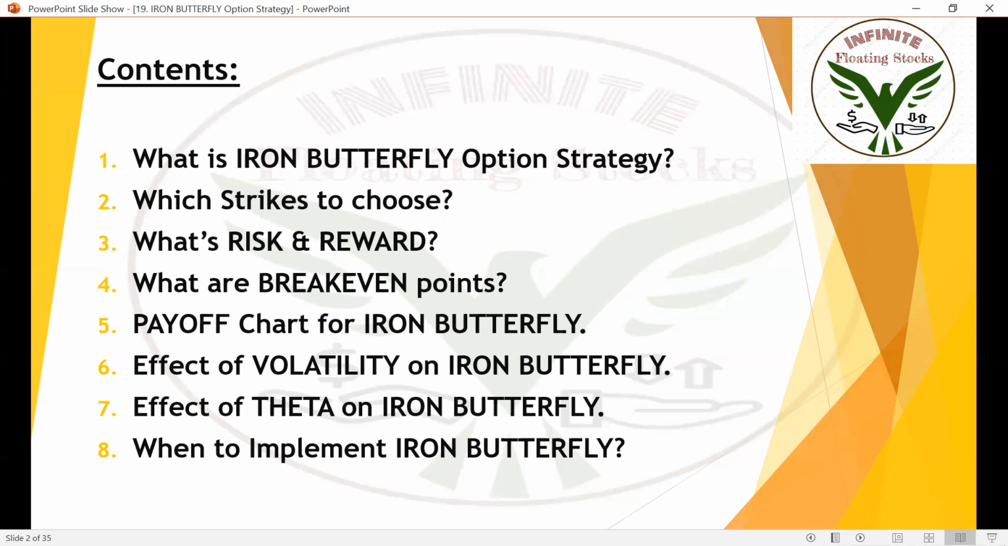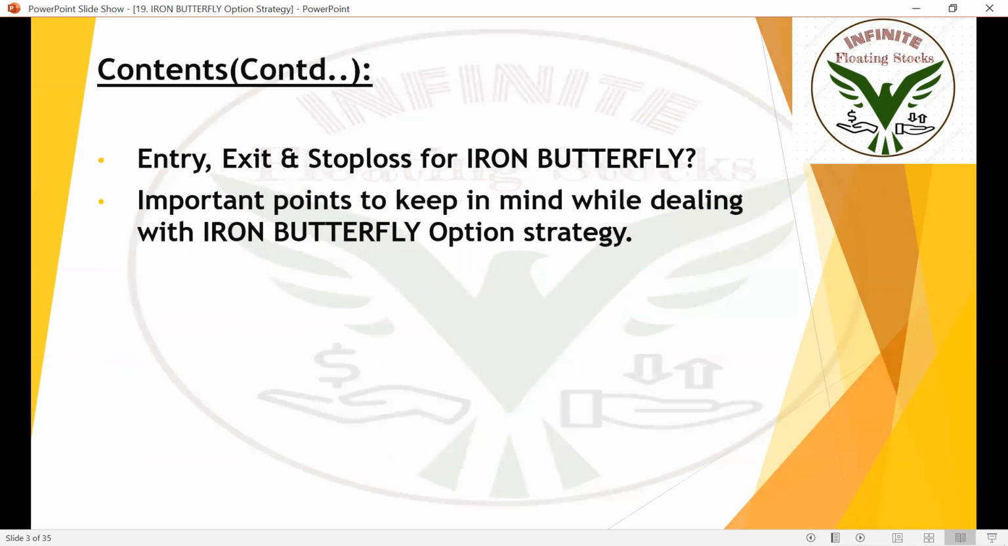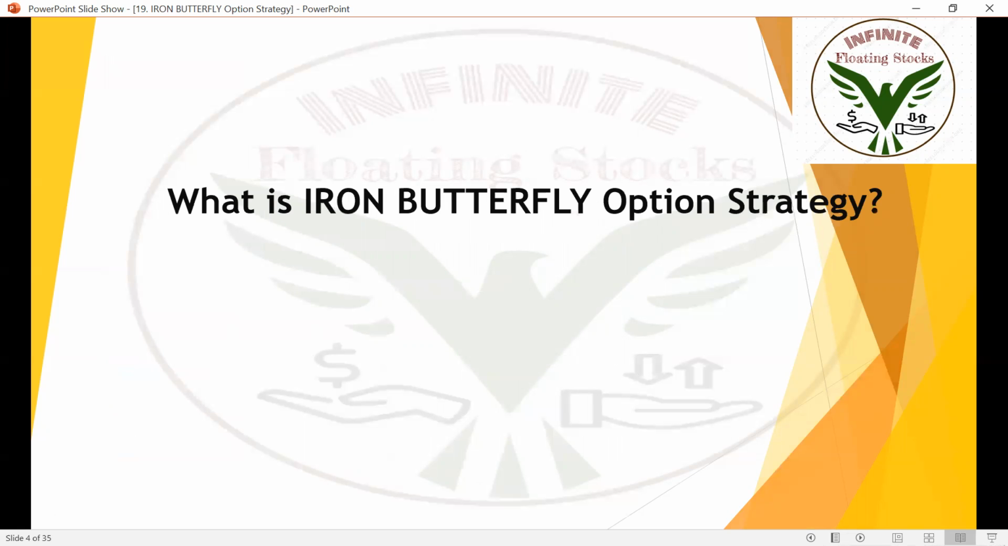When to implement Iron Butterfly strategy, and what should be the entry, exit, stop loss, and finally I'll be concluding the session with a few important points that you need to be keeping in mind while dealing with Iron Butterfly option strategy. So what is Iron Butterfly option strategy?